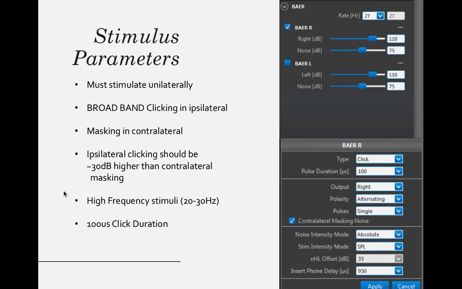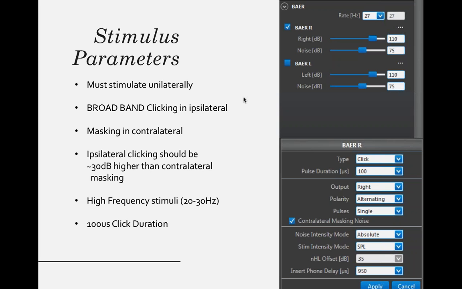First and foremost, you must stimulate unilaterally, meaning you're only testing one ear at a time. So in this example, we're going to choose the right ear. I have the right side selected. And what happens is on the right ear, we're going to have this broadband clicking. It's going to be a series of clicks. And when you first open up these tests, you should always test out your ABR kit to make sure it's working. And you'll hear very clearly what these clicks sound like.